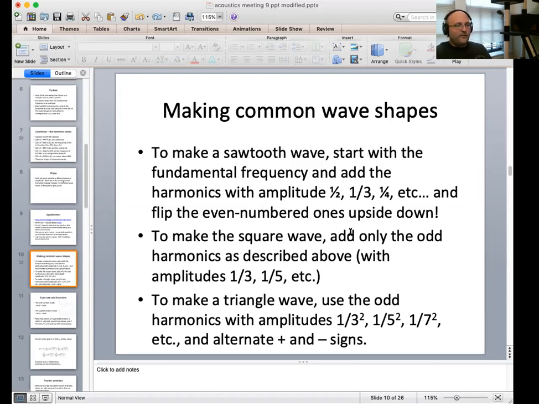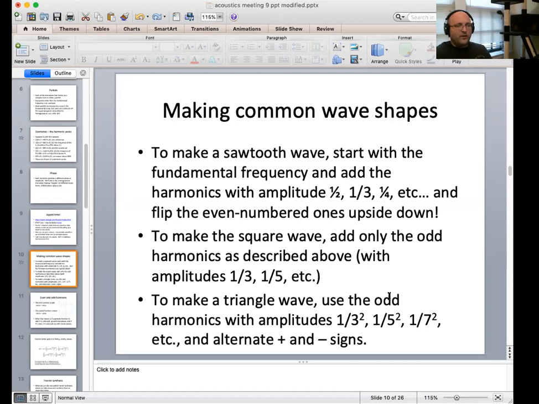The square wave has the same pieces, except the even ones are out. So if you were making a 220 hertz square wave, it would not have any pieces at all that are second harmonic, 440, fourth harmonic, 880, and so on. So the even numbered ones are out.